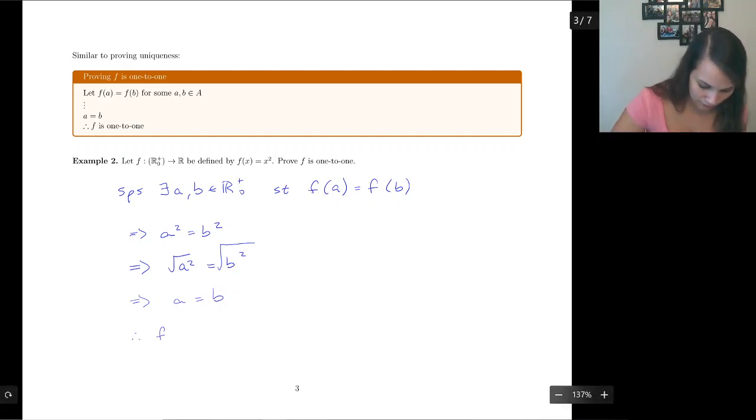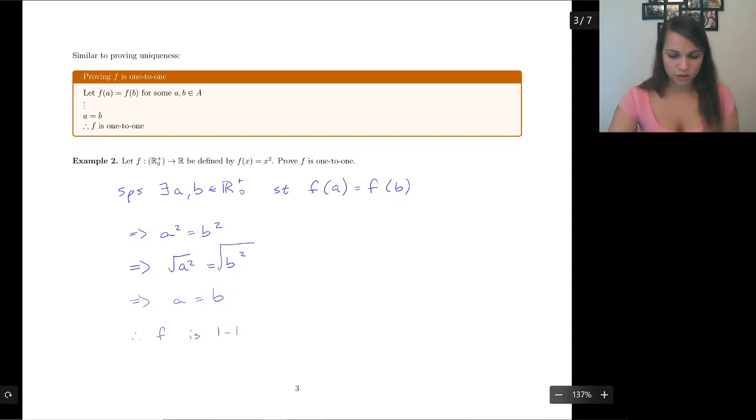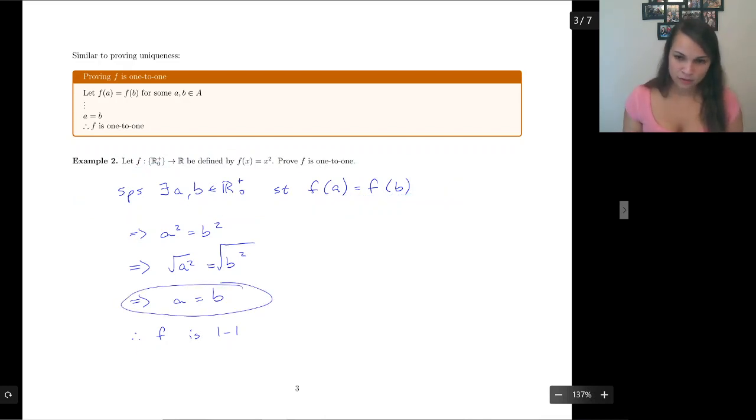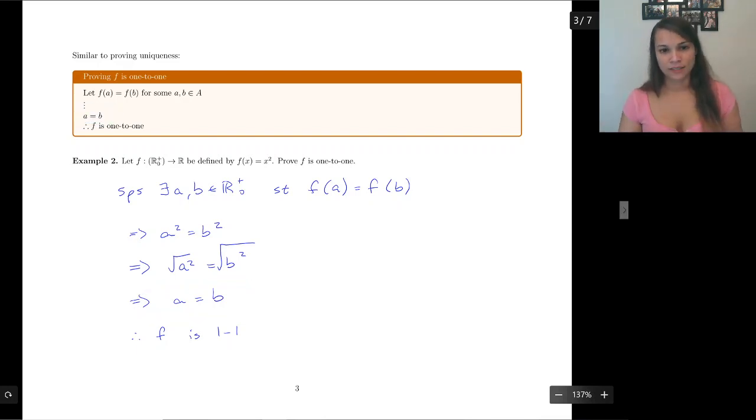Therefore, f is 1-to-1. So notice this fits exactly the format of our proof. We said that f of A was equal to f of B. We were able to get down to A is equal to B. And then from there, we conclude that f is 1-to-1.